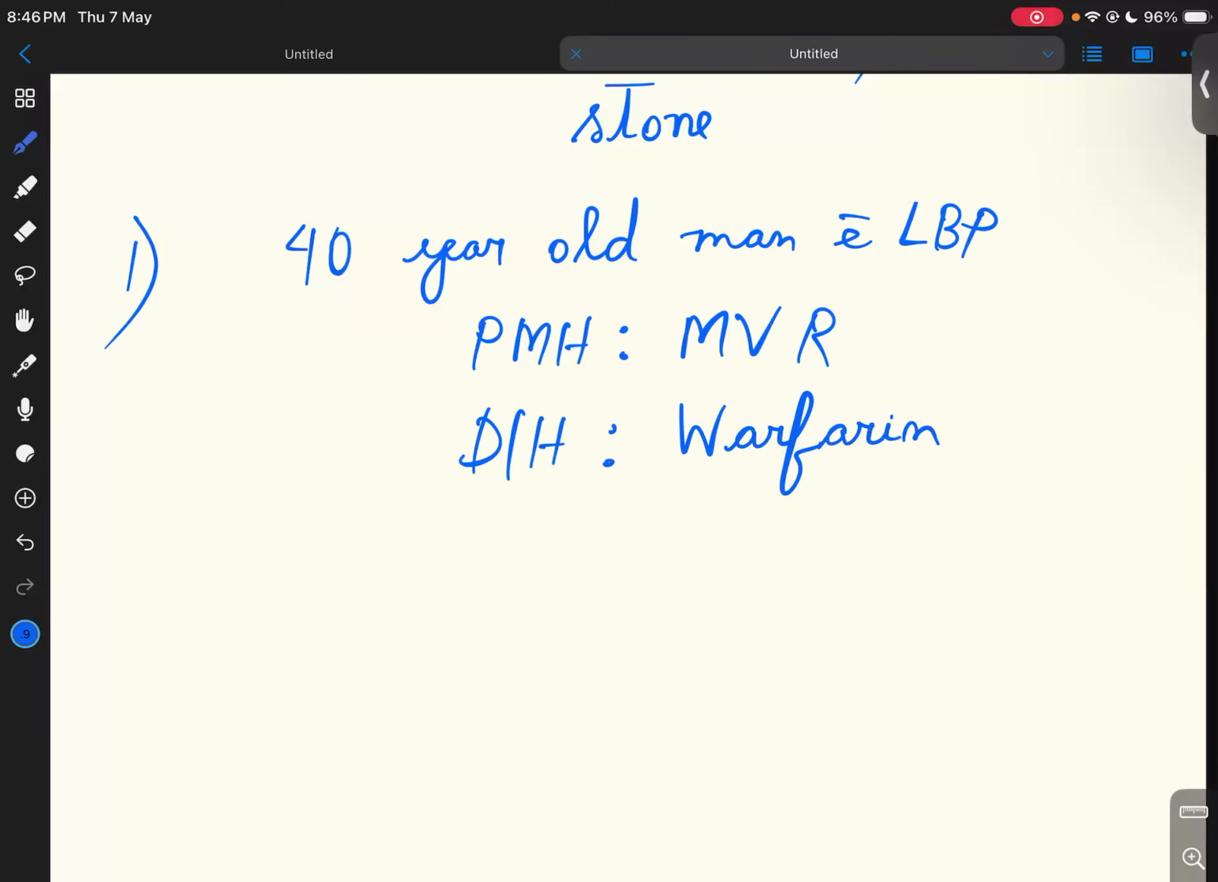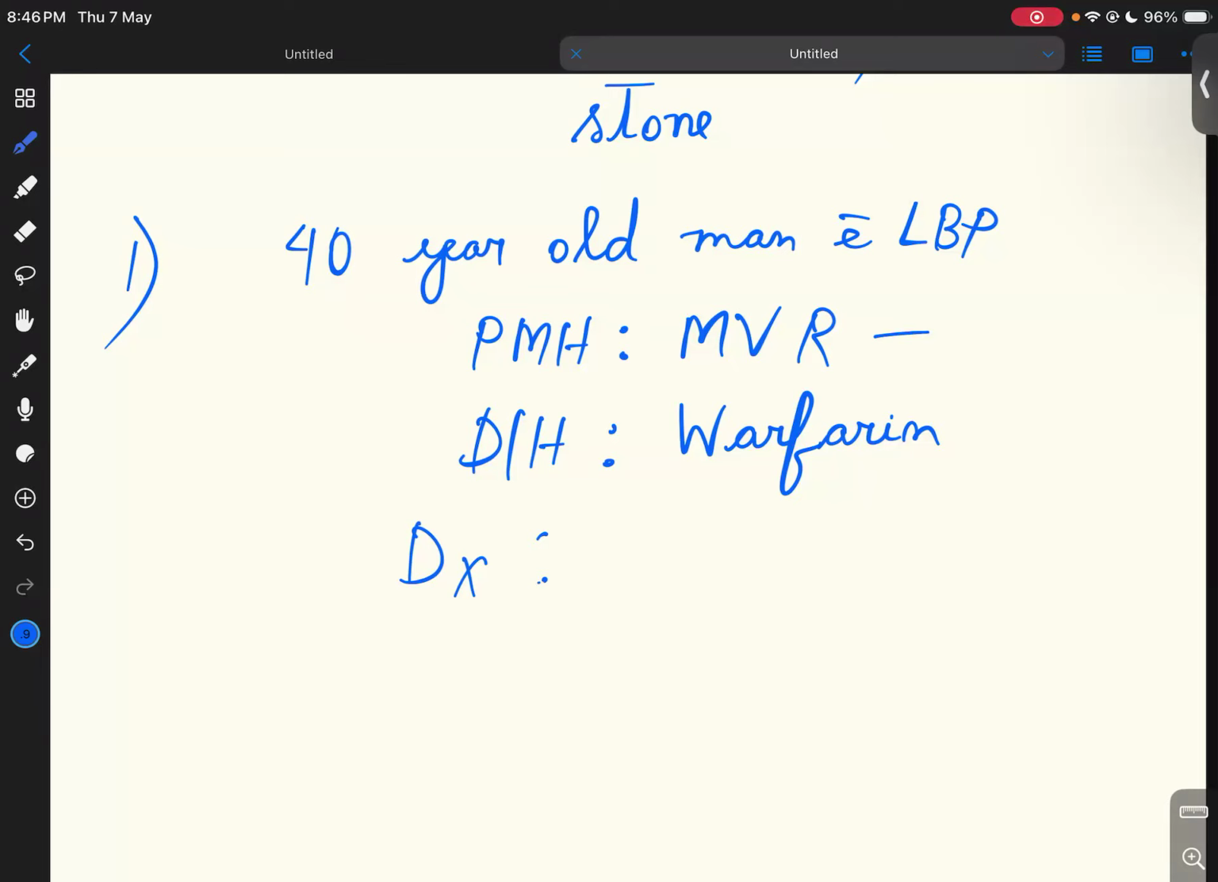So what do you think? What is the cause of back pain here? Any doctor? Warfarin-induced hematoma. Okay, you have given the right answer. Most of the doctors will think in this way, and you are right, partially. But what do you think?